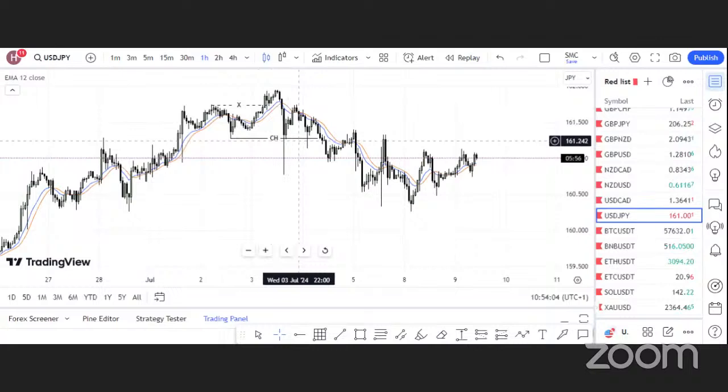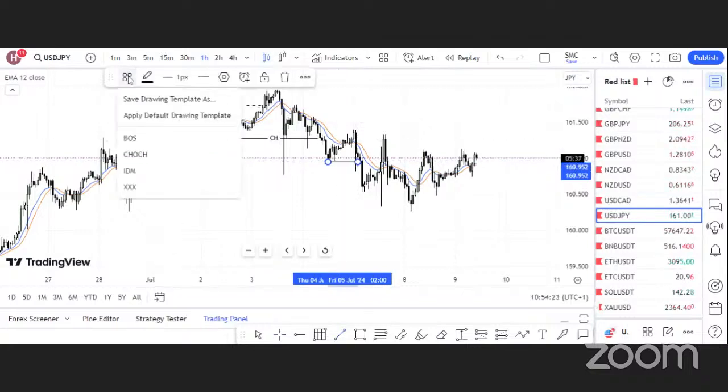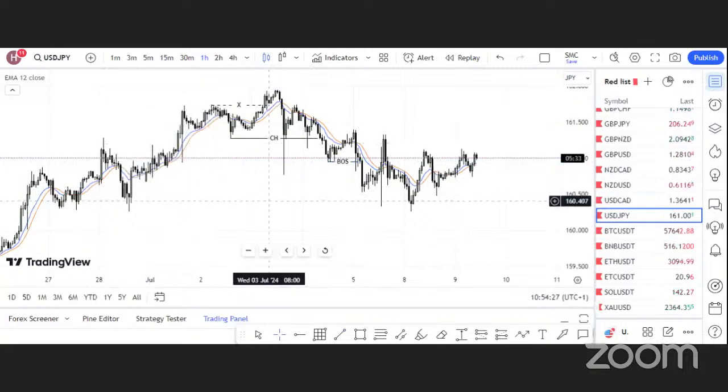Okay, so we have a liquidity purge here, and then we have a shift in the market structure here. After the shift in the market structure, the market made a move, got to this point, retested the area, and then sold to the downside. While selling, you see the market was creating breaks of structure to the downside. So we have a break of structure there. We have another break of structure here.